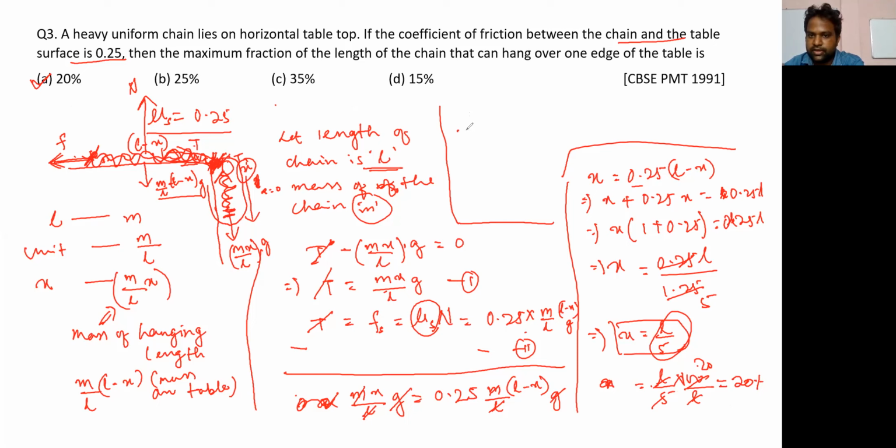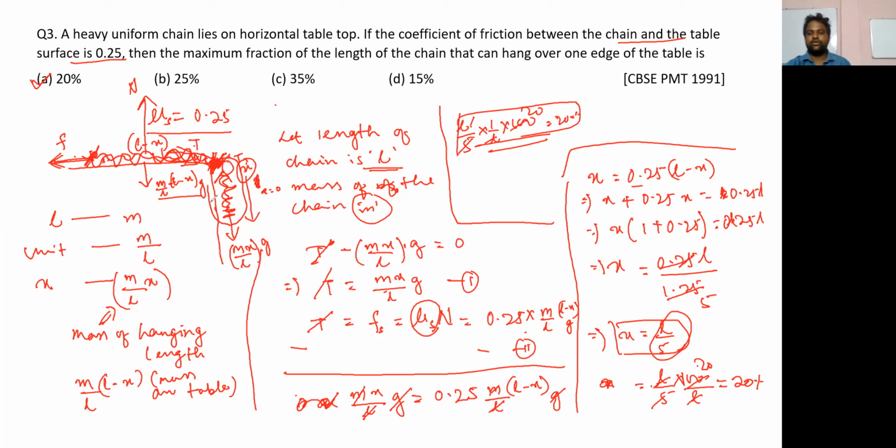That means L by 5 is hanging. So out of 1, it's L by 5 into 1 by L. Out of 100, as a percentage, it's simply times 20. It should come to 20%.